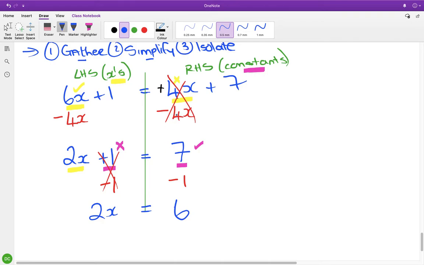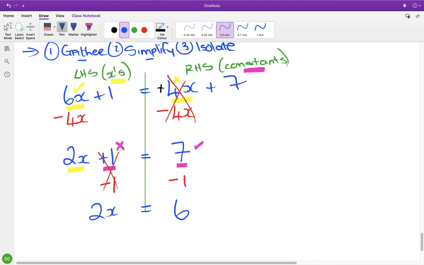I pretty much always start with the letters. Again, there's no reason to. That's just what I do. So I decided I wanted to put my letters over here on the left. I acknowledged that the 6x was where it was supposed to be, so great, gave it a tick.